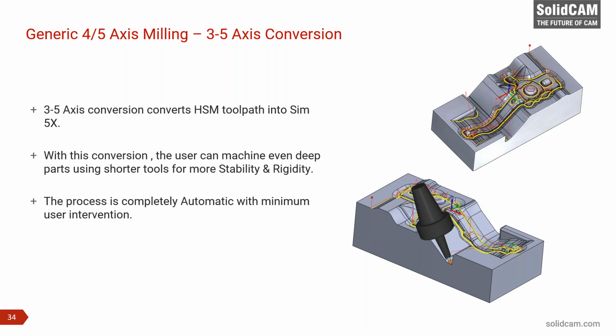Both HSM as well as turbo HSM toolpaths are supported inside this particular strategy. So the advantage of the strategy is that the user can machine really deep paths using very short tools, because once you tilt it, you can really approach the deep areas of a die mold part. We're going to see a part today also. I'm not going to explain to you how it works. The process is completely automated and absolutely minimum user intervention is needed in the entire toolpath.